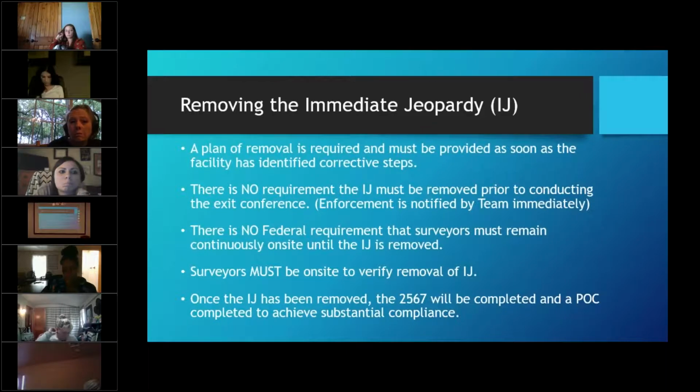There's no federal requirement that surveyors must remain continuously on site until the IJ is removed. Before, surveyors would remain on site until the plan of removal was accepted and it was removed. It is no longer a federal regulation that occurs. They like to get an approved removal before they leave.